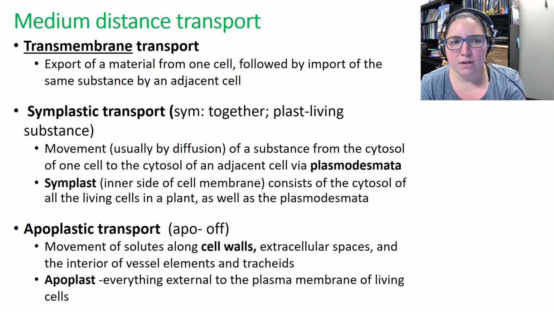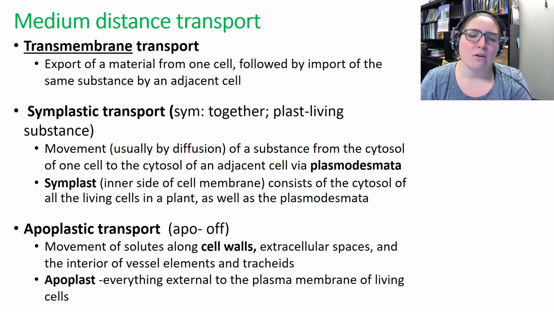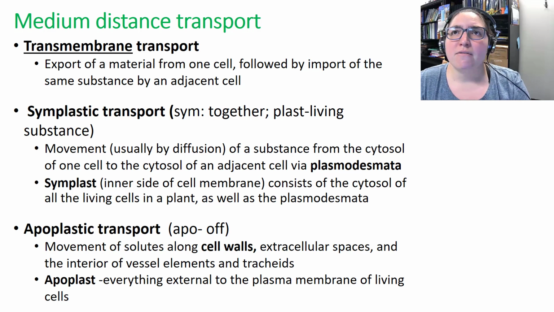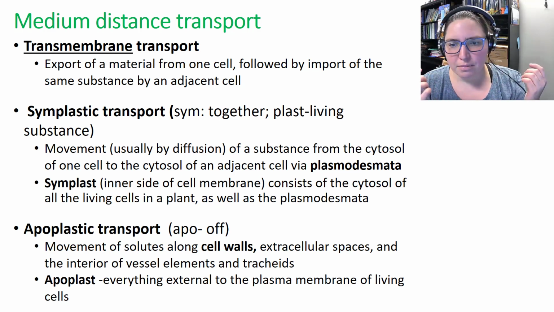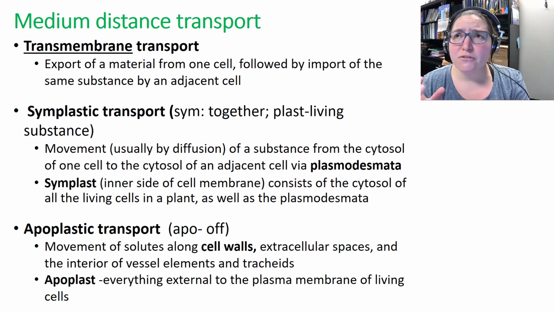Symplastic transport is going across the symplast. So this is movement, usually by diffusion, of a substance from the cytosol of one plant cell to the cytosol of another plant cell via those connections called the plasmodesmata. The symplast is the inner lining of the cell membrane, and it consists of the cytosol of all the living cells in the plant as well as the plasmodesmata. If you remember cell junctions from 160, plasmodesmata is the connection from one plant cell directly to another plant cell.